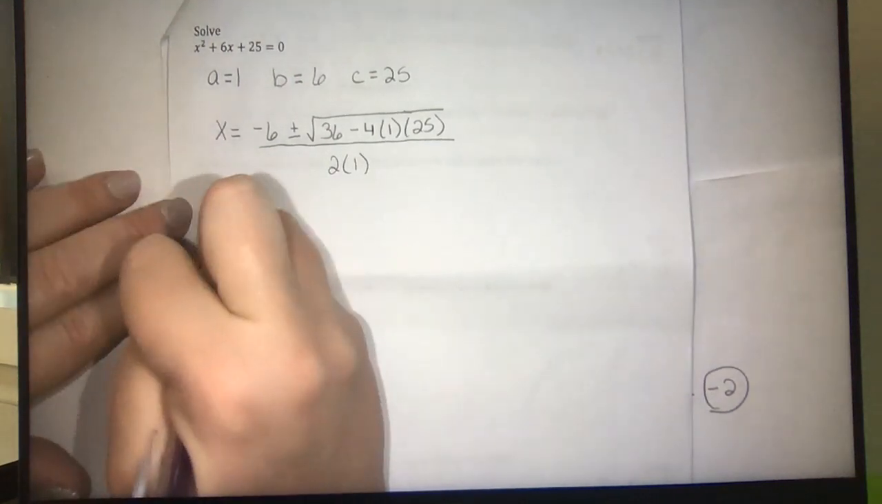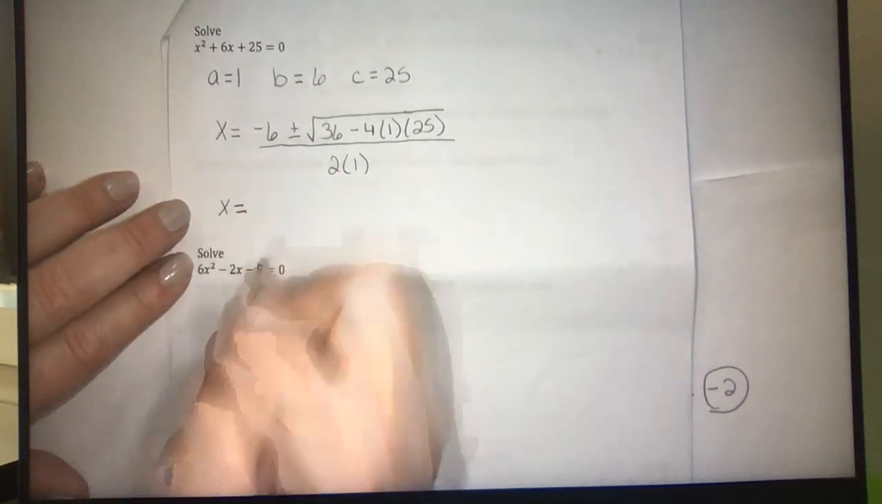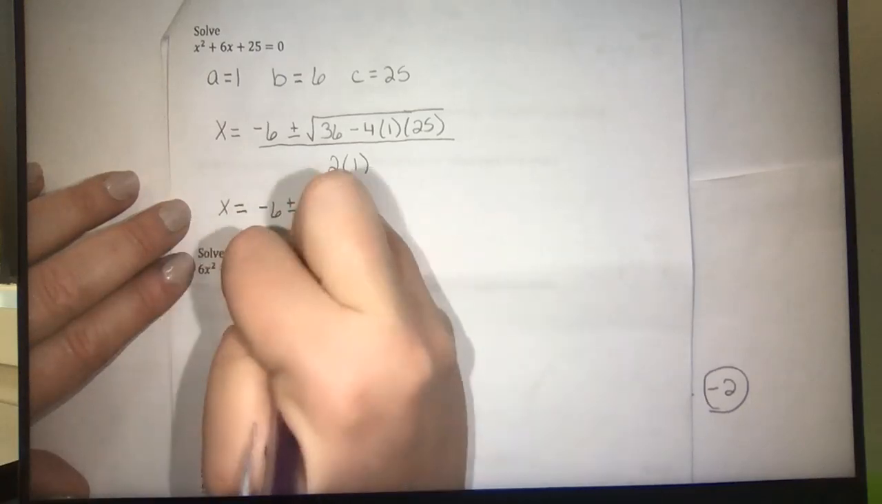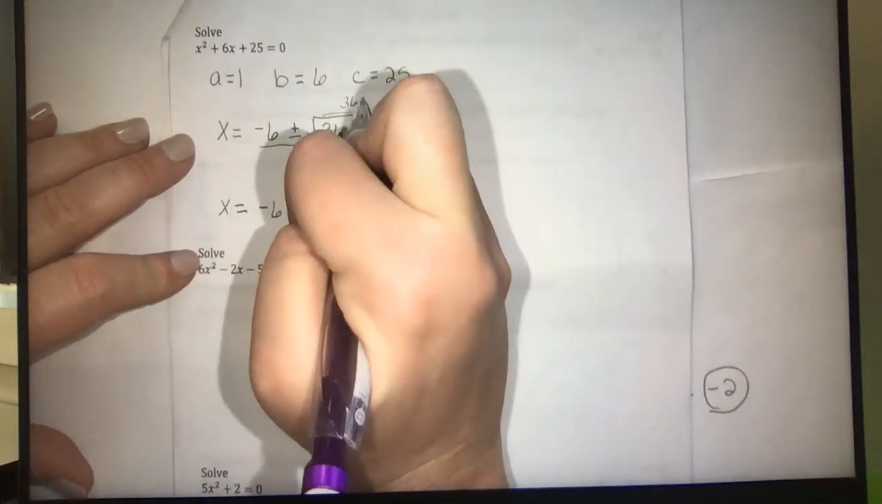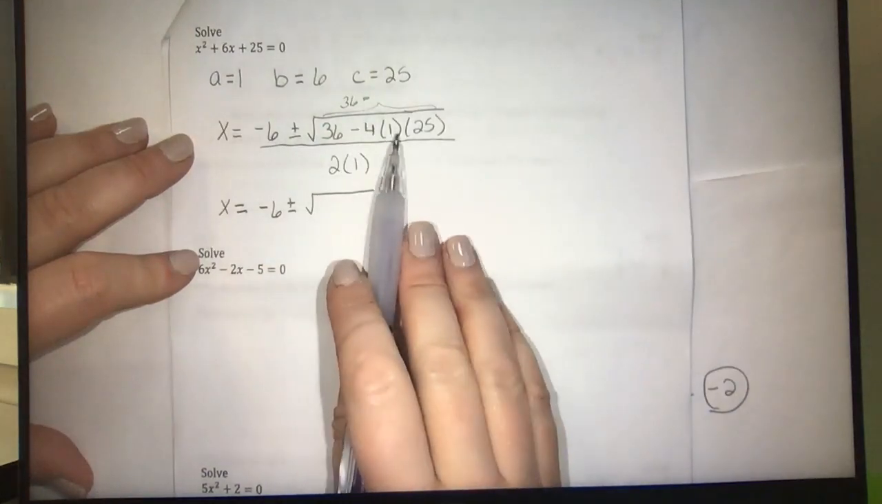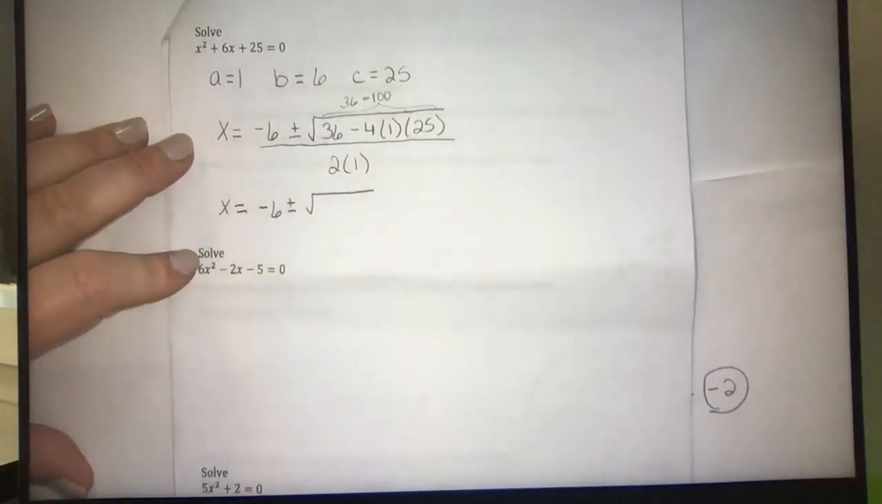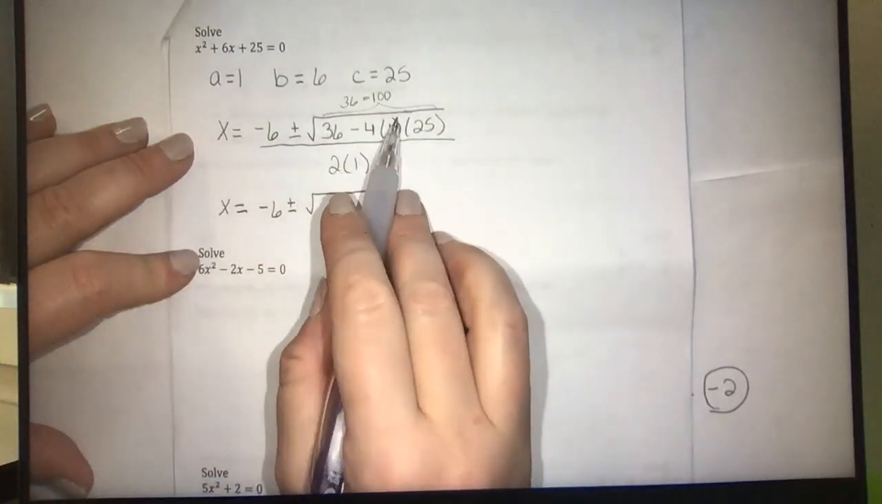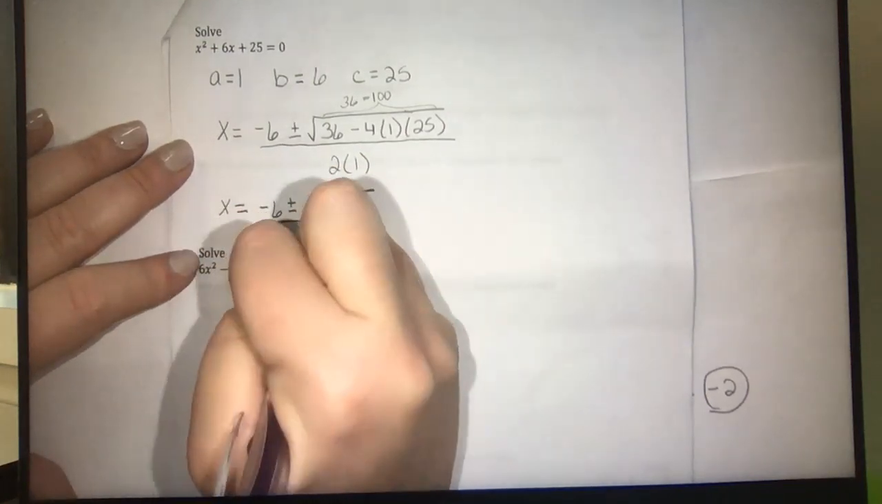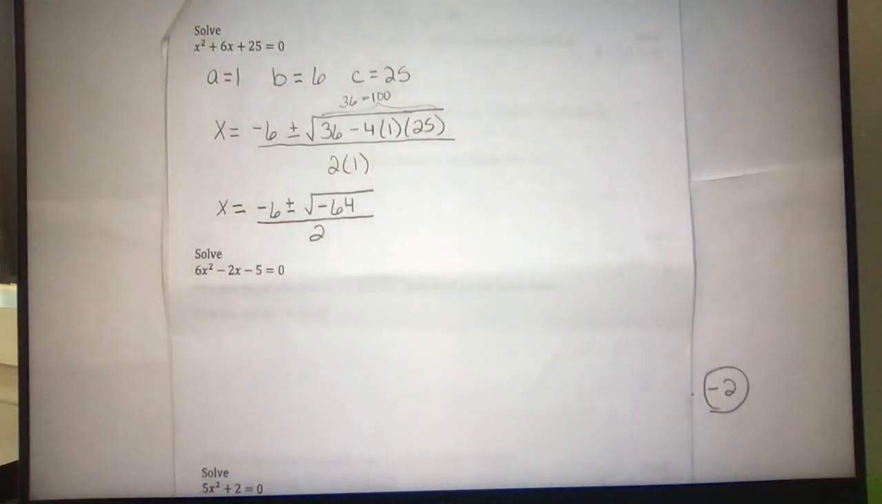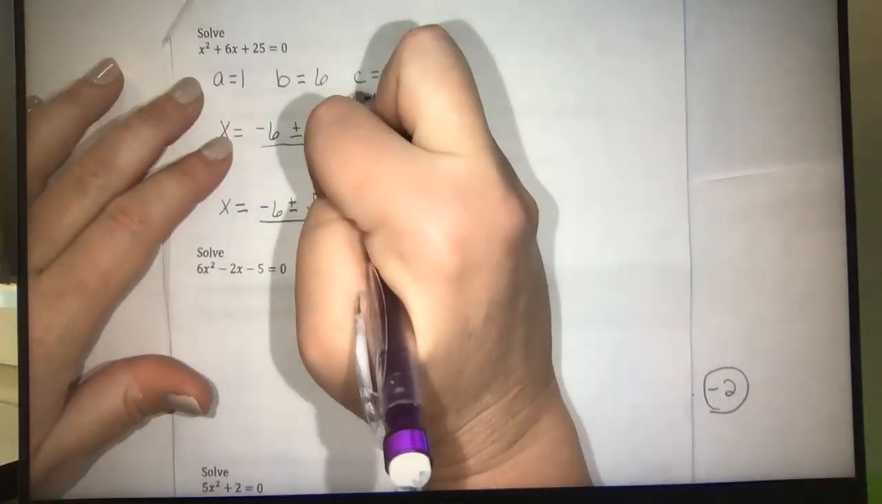Okay. All right, let's clean it up a little bit. Let's look inside this radical for a minute. So I'm just going to write it up above here. I'm going to have 36 minus 4 times 1 times 25, that's 100. 36 minus 100 gives me -64, all over 2. Okay. Looks like an equals, but that's a minus.